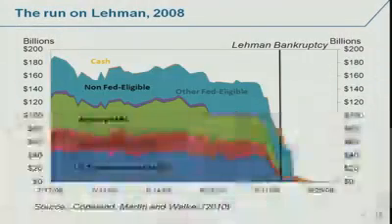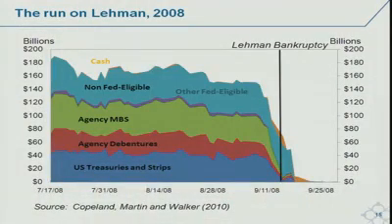This is just an interesting picture from a paper that my colleagues did, which I think can be found on our website. Copeland, Martin, and Walker back in 2010 did some really interesting work on repo markets and specifically looked at the behavior of tri-party repo as opposed to bilateral repo markets. And this is just a great picture to show what a run looks like.